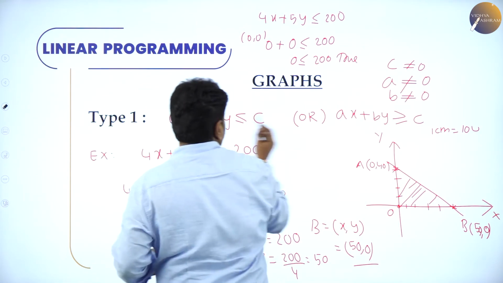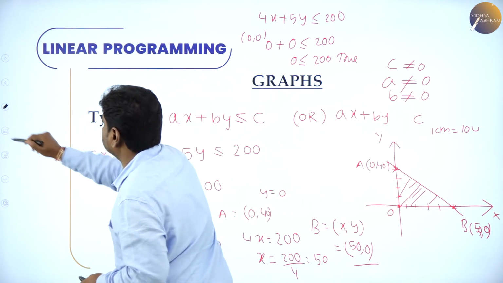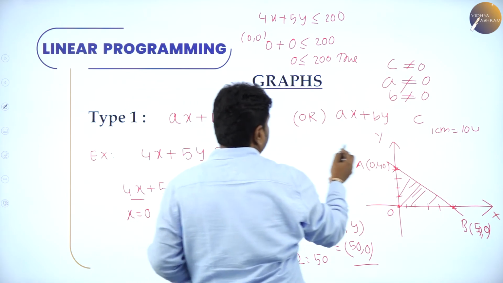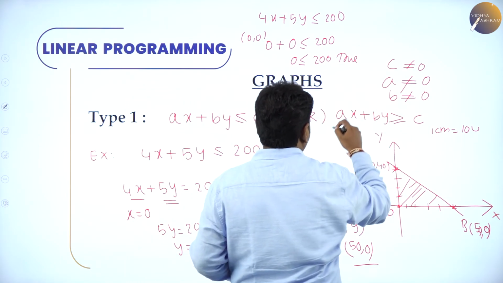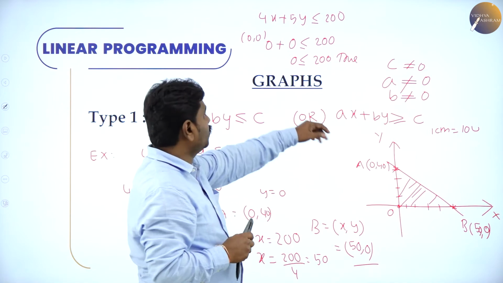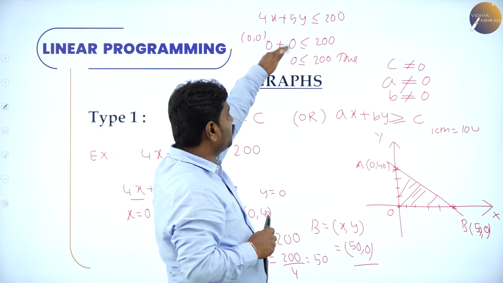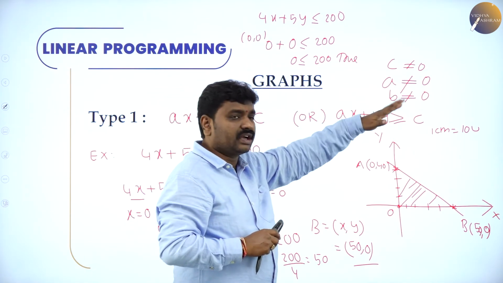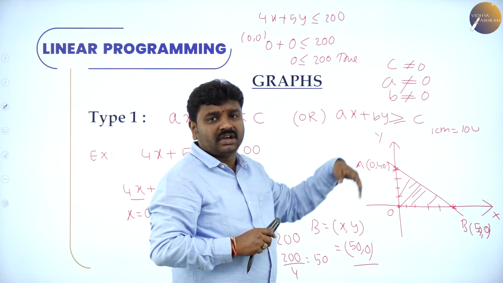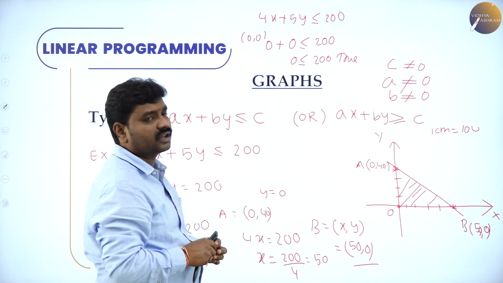One is less than or equal to, the other one is greater than or equal to. One I wrote, see, this is less than or equal to, okay, the other one is greater than or equal to. Suppose if I take greater than or equal to, here if I write greater than, 0 greater than becomes false, then you should go away. Greater than means shade away from origin, lesser means shade towards origin, then I have drawn the graph.